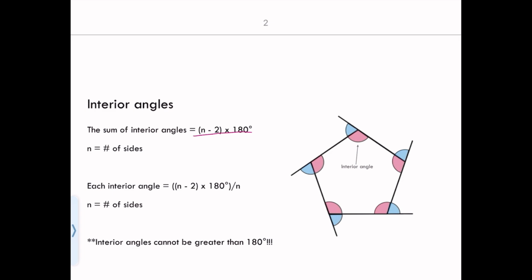To find the measure of each interior angle, we can just take the sum of interior angles, which is n minus 2 times 180, and divide it by the number of sides. Keep in mind that each interior angle cannot be greater than 180 degrees.